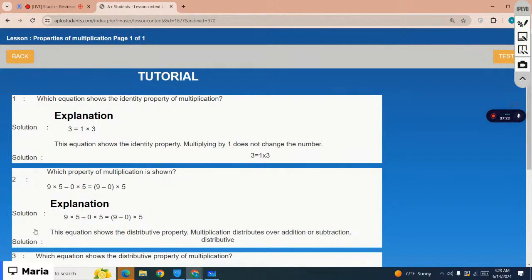Okay, the next one is: which property is shown? 9 times (5 minus 0) equals 9 times 5 minus 9 times 0. That is the distributive property of multiplication over addition, right? This one is over subtraction, because here you are subtracting. So this is the distributive property of multiplication over subtraction.